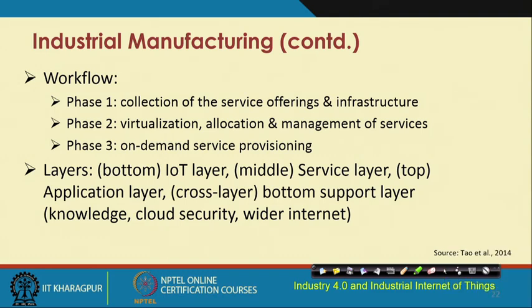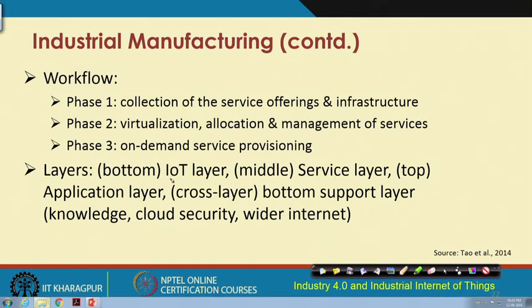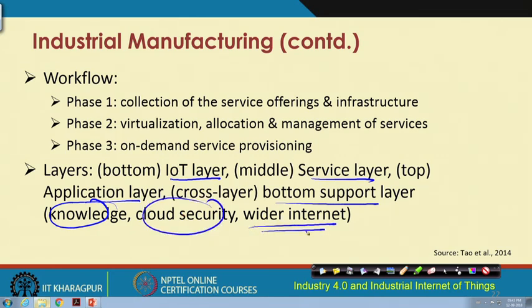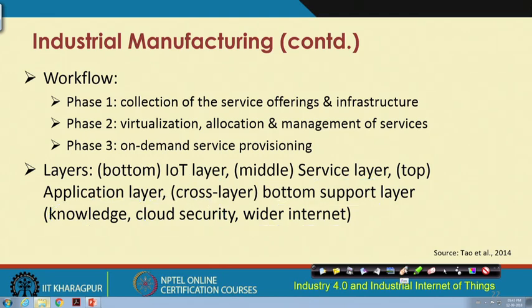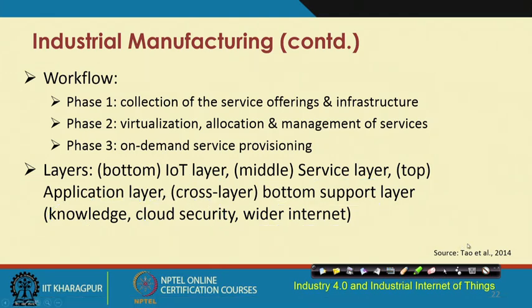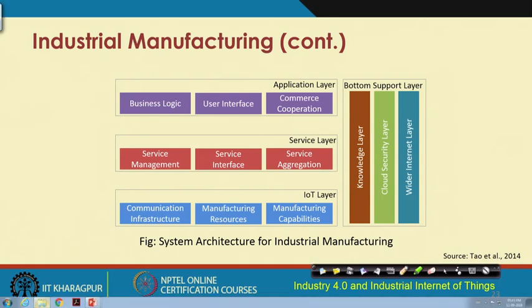In their architecture they have all these different layers, such as the IoT layer, service layer, application layer, and the bottom support layer, that means the knowledge, cloud security, internet and so on. So, all of these different layers are used. This is the overall integrated architecture. We were talking about all these different layers: application layer on the very top, service layer, IoT layer, and the bottom support layer, which cuts across all of these layers of application, service and IoT, the knowledge layer, the cloud security layer and the wider internet layer.